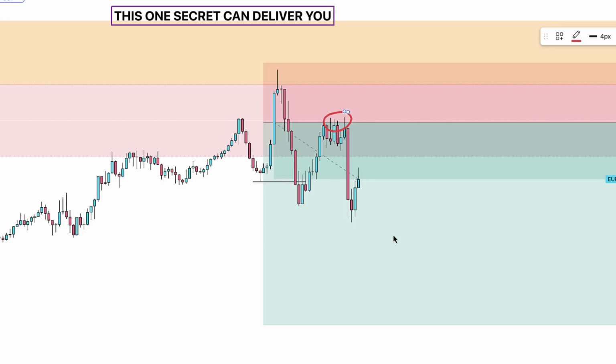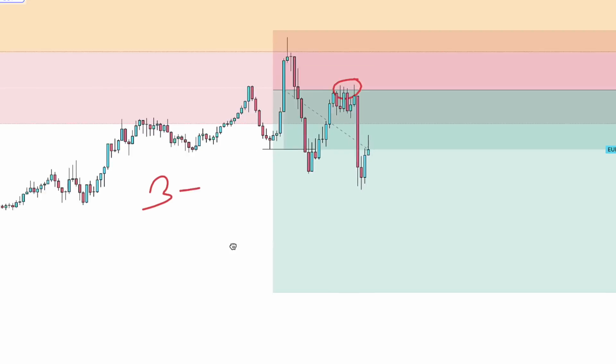But let's get to the most important thing in this particular video, and that is basically how I took this entry. Now, it's something that I've done before, but I will recap it and give you very detailed information. I took 3 of this type of trade this particular week. So let's start with this. How do we do this kind of entry model?